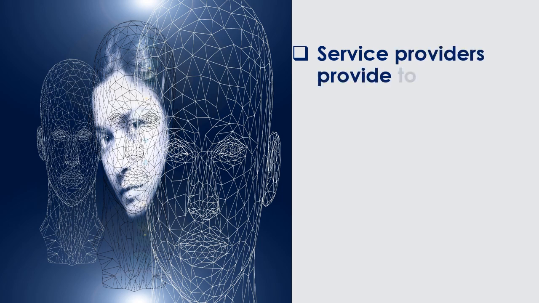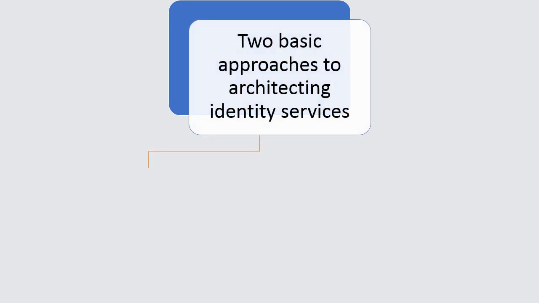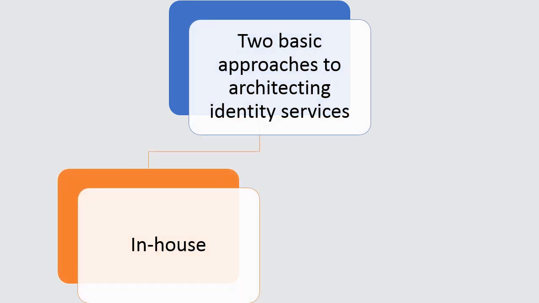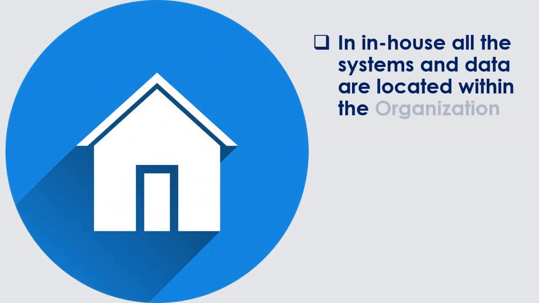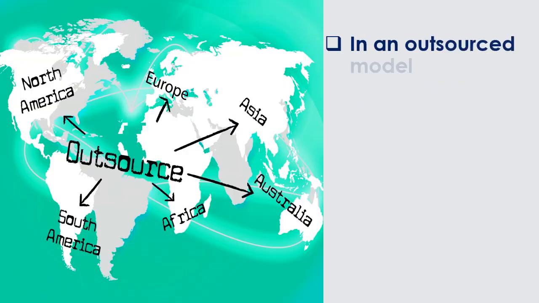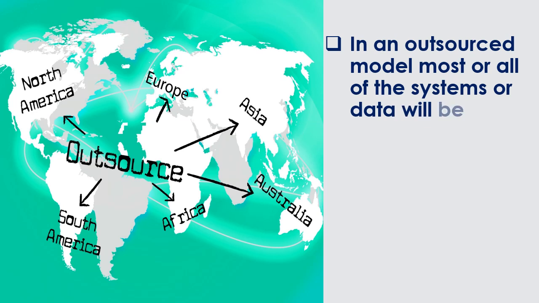Integrate identity as a third-party service. Service providers provide identification services. There are two basic approaches to architecting identity services, in-house or outsourced. In-house, all the systems and data are located within the organization. In an outsourced model, most or all of the systems or data will be hosted by an external party.